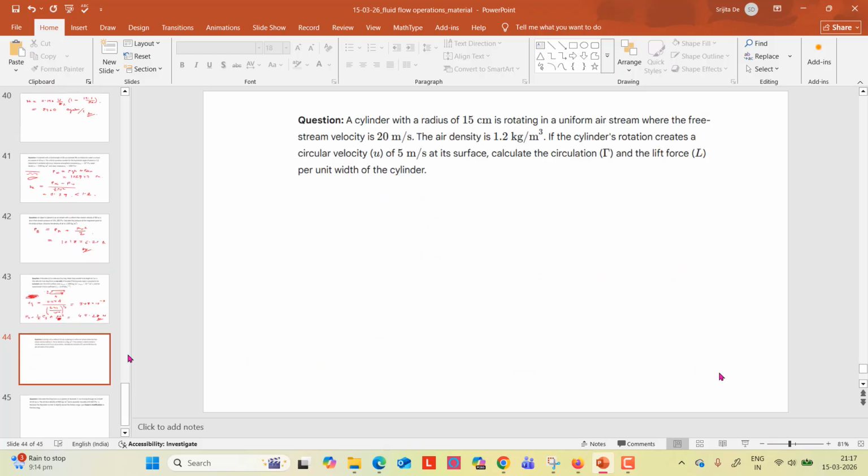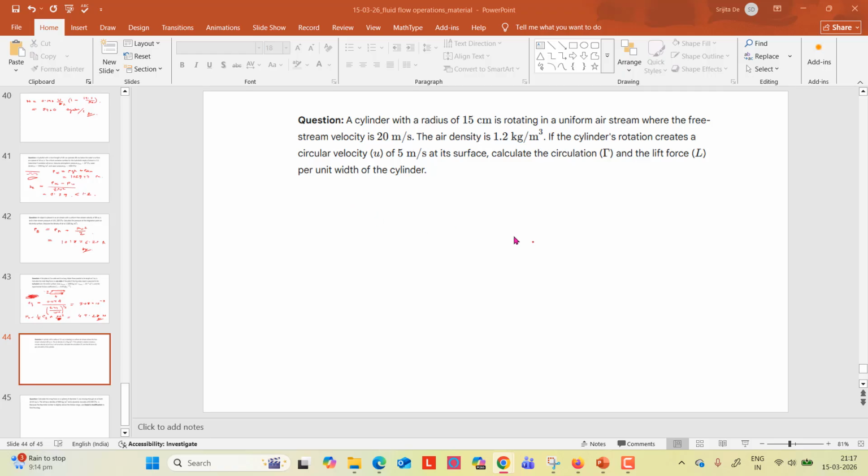Next, a cylinder with a radius of 15 centimeter is rotating in a uniform air stream where the free stream velocity is 20 meter per second. The air density is 1.2 kg per meter cube. If the cylinder's rotation creates a circular velocity u of 5 centimeter per second at its surface, calculate the circulation gamma and the lift force.